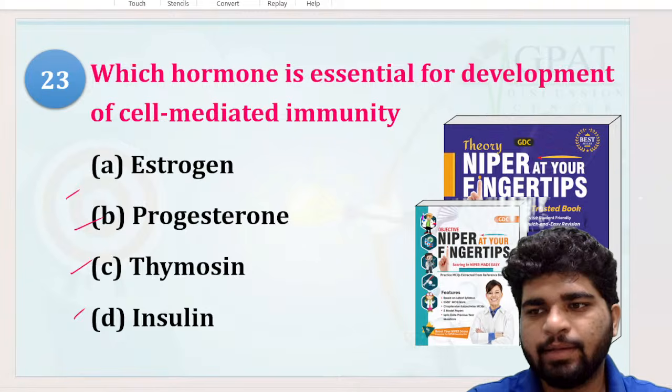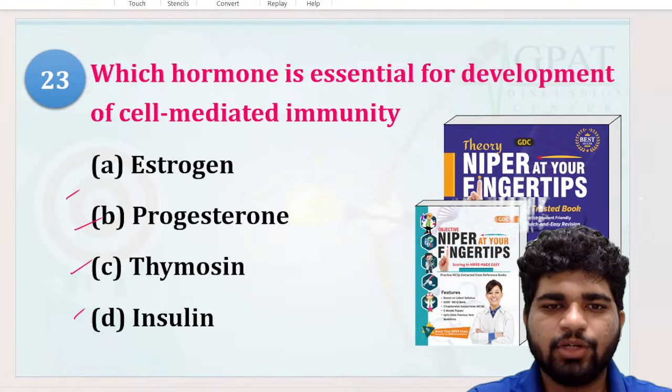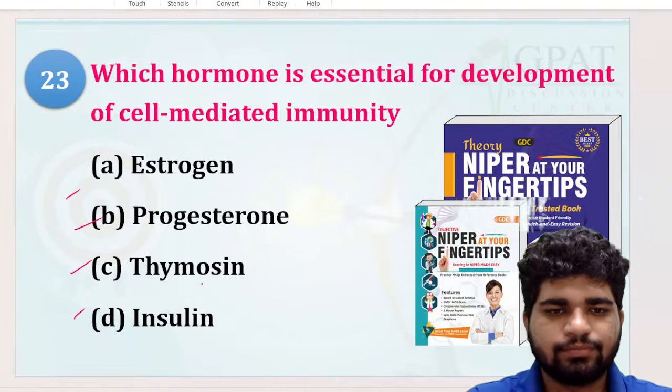Anyone? Which hormone is essential for development of cell mediated immunity? Estrogen, progesterone, thymosin, or insulin? Obviously, it would be your thymosin only, right?